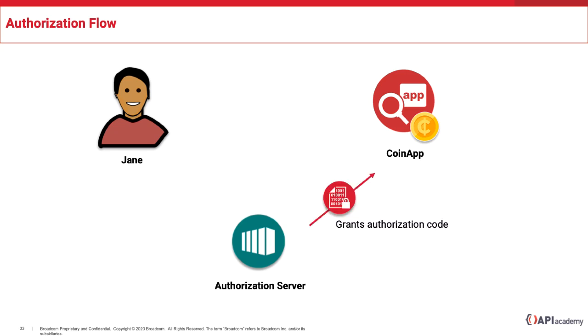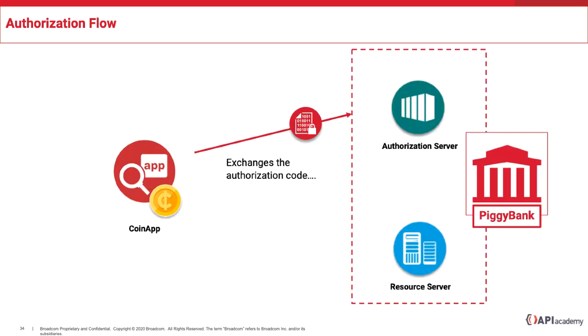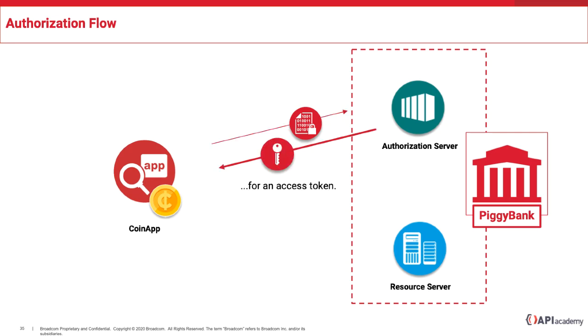Next, the authorization server grants the application an authorization code. However, note that the authorization code alone is not enough for the client application to fetch the requested resources from the resource server. The application then exchanges the authorization code for an access token from the authorization server. This token contains a scope, which gives the application only the permissions that Jane granted.